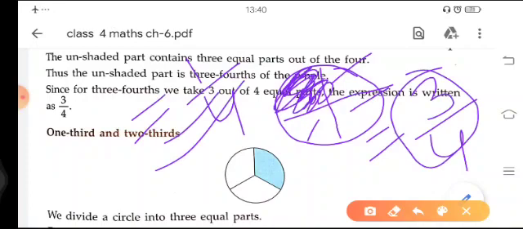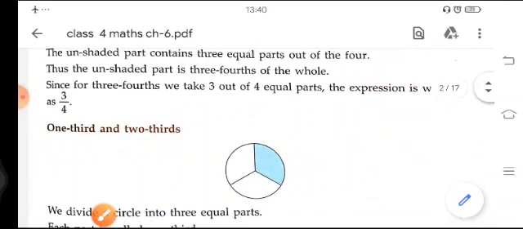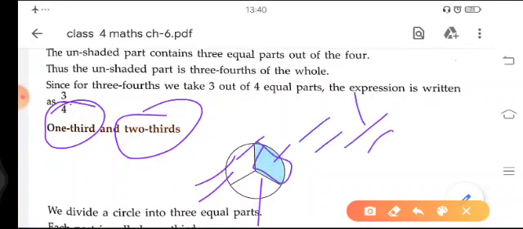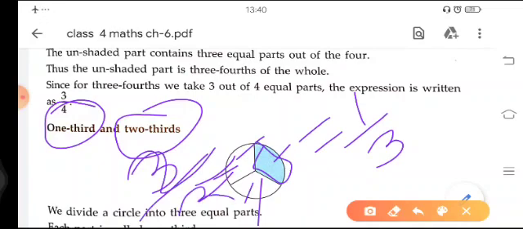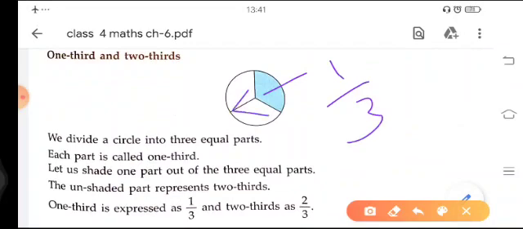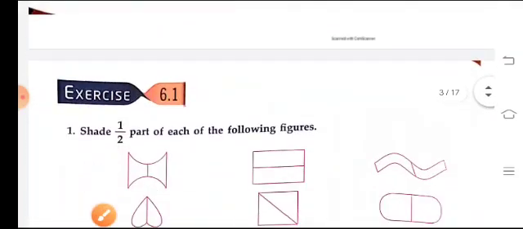Similarly, if we are talking about 1/3 or 2/3, suppose this is a circle and it is divided into 3 equal parts and I shade only one part, then it is known as 1/3. And what is the portion of the unshaded part? That is 2/3. Okay, the shaded part is 1/3 and the unshaded part is 2/3. Right? So similarly we can write fractions like this.